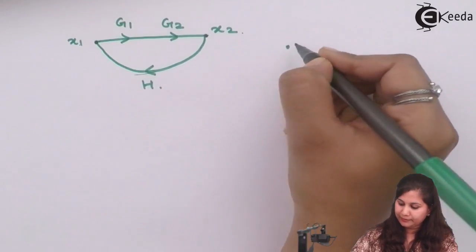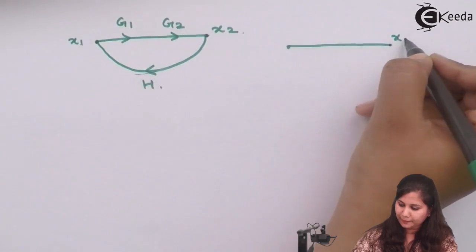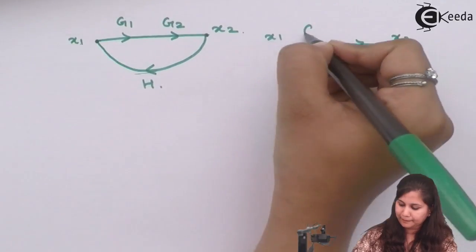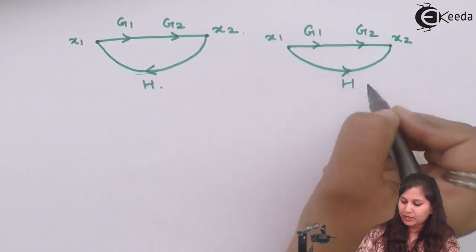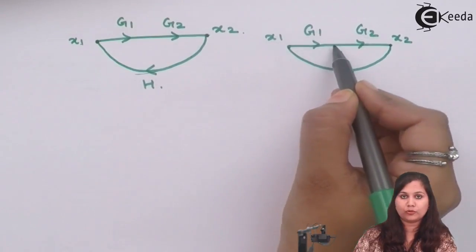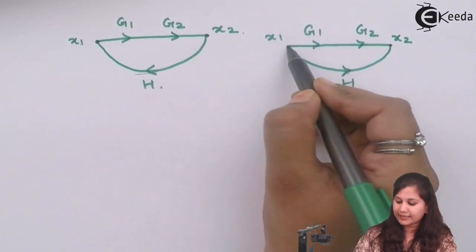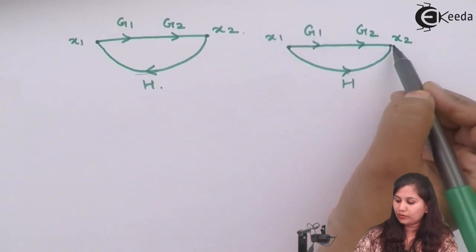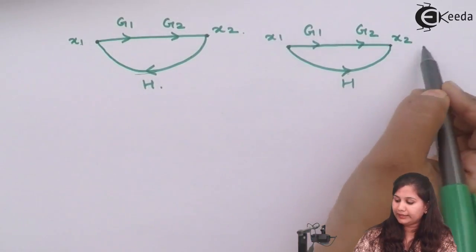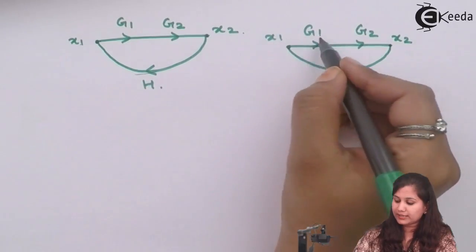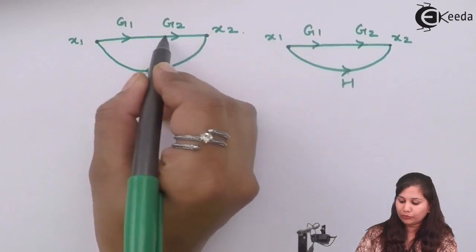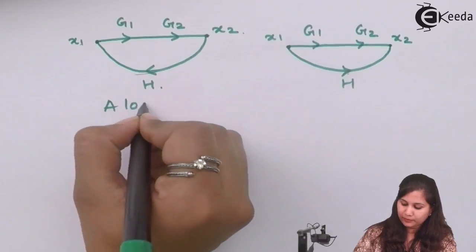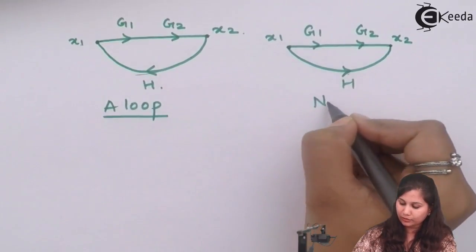Let's take another example. In this case, if it goes in the direction of flow of the signal, then starting from x1, g1, g2, this is not the direction of the arrow. So the signal will go again in the forward direction. So this is not called a loop, because we have to move in the direction of flow of signal, that is, in the direction of the arrows. So this is a loop and this is not a loop.